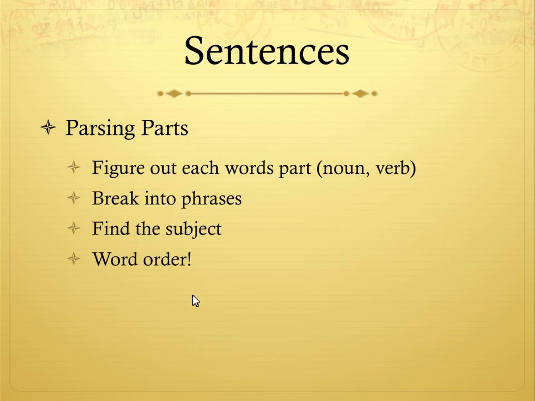So to do parsing, we first have to figure out what each word technically is: noun, verb, article, preposition. So is it a function word or a content word? We do break things into phrases. Clauses are very important in reading. We find the subject and the verb, and really English is focused on word order. So word order becomes especially important for meaning, but also for sentence structure.